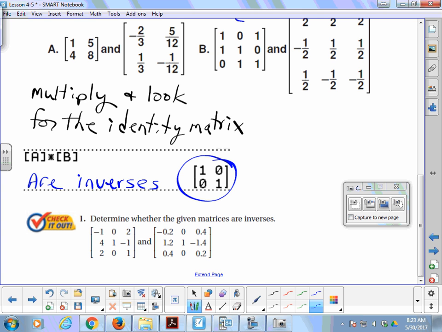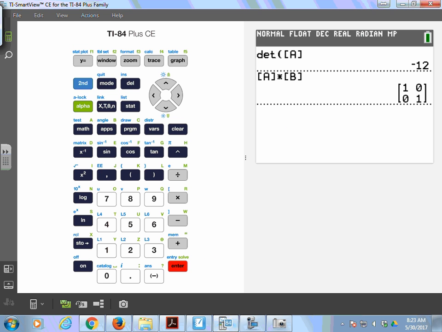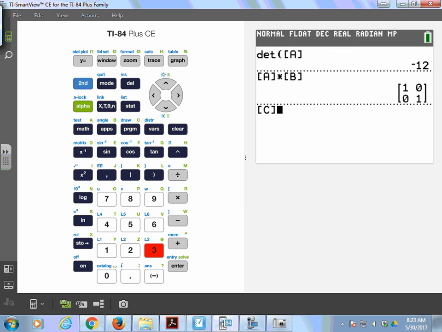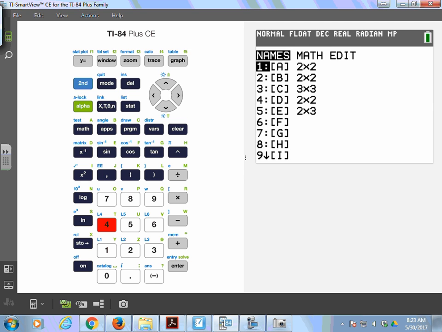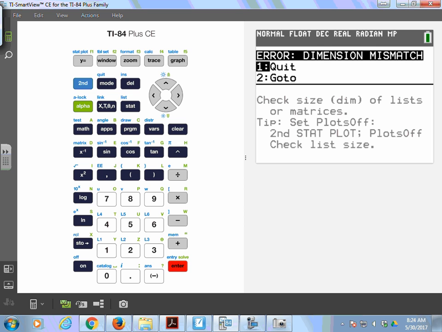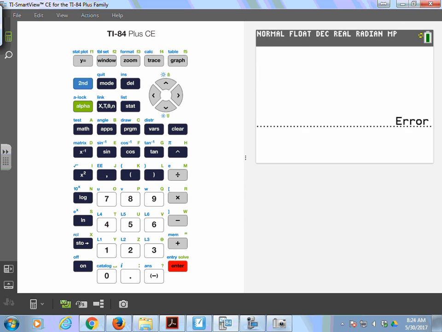All right. So let's see for letter B then. I multiply them together. In my calculator, those are C and D. So matrix C times matrix D. Right, and what happened?